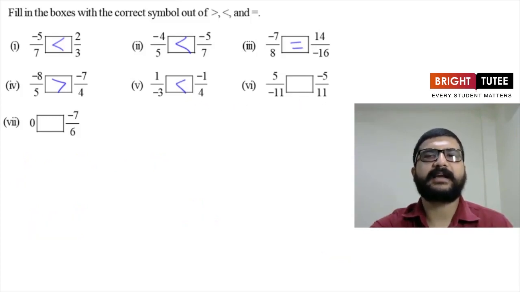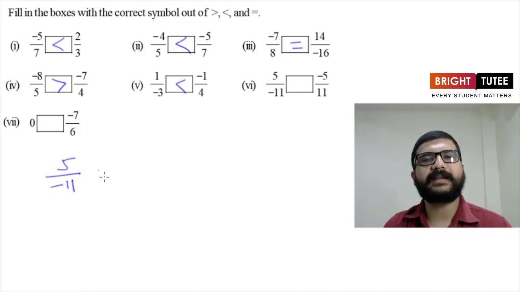Now the next numbers are 5 upon minus 11 and minus 5 upon 11. So the first number here is 5 upon minus 11. So what we can do to make the denominator positive, we can multiply it with minus 1 upon minus 1, or we can simply shift this negative sign to the numerator.